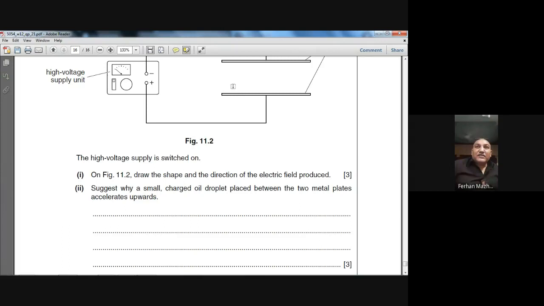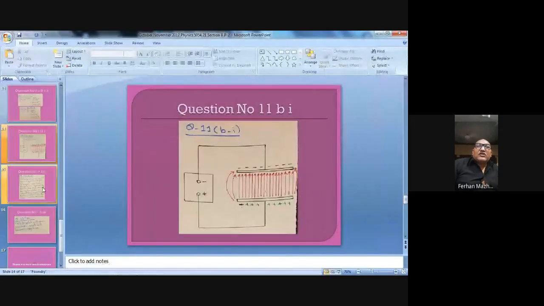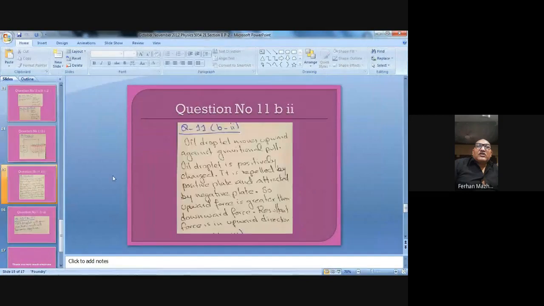There is gravity also acting on the droplet. The gravity is trying to stop the droplet, but the droplet will move against the gravity and it will move upward. This is happening because of the electrostatic force of attraction and repulsion. So I have written this answer. It's a 3-mark question, very important. So let me show you my answer.